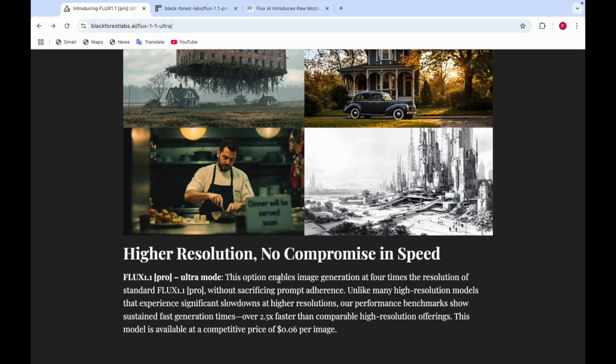They also say that the higher resolution would now have no slowdown. And they say the benchmarks show fast generation times, 2.5x faster than comparable high resolution offerings.